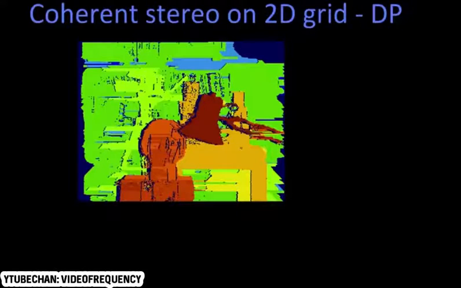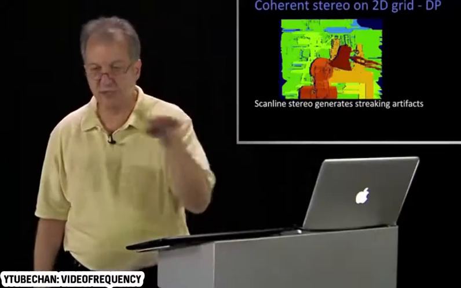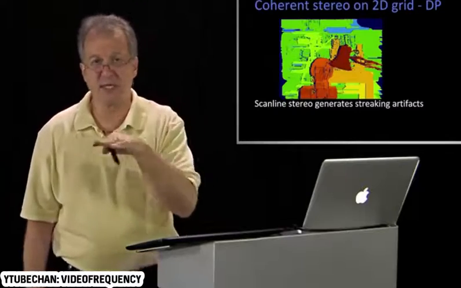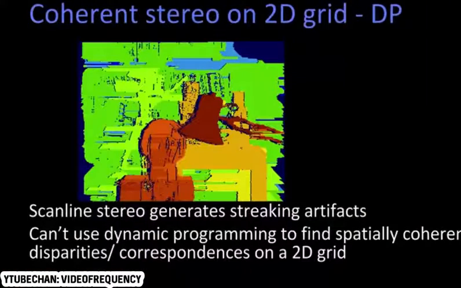Looking at that Tsukuba University image again, here you can see that with dynamic programming, we get a much better solution than we had before. Things are doing better here and quite a bit better there. But one of the things you'll notice is that you get these streaks, and that makes sense because every scan line is done independently of the other scan lines. It doesn't know anything about the previous solution, so it makes sense that as you change scan lines, you might actually get a shift. And unfortunately, you can't use dynamic programming to find a spatially coherent set of disparities over a two-dimensional grid. You have to do another approach.